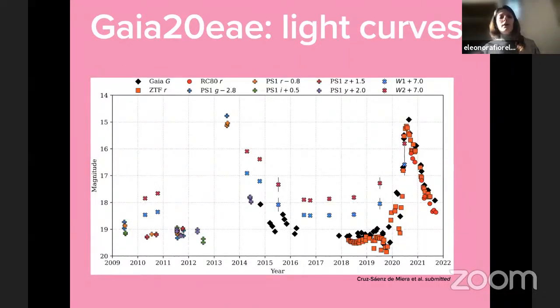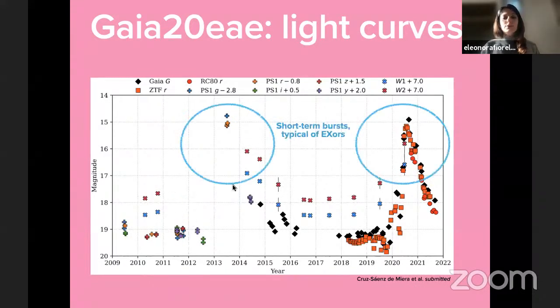Okay, so let's look at the light curves. We collected all the data that were available, and we also observed with other instruments, and we suddenly noticed that there are the short-term bursts typical of EXors. So this enabled us to continue our investigation, thinking that, yes, we were looking at something really, really interesting.